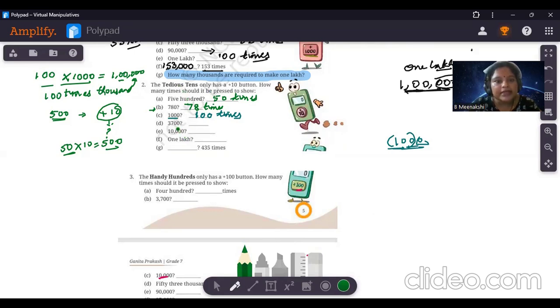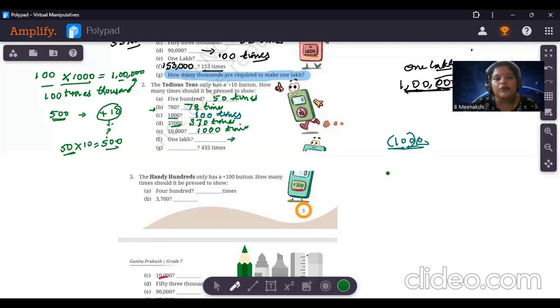To display 3700, we have to press plus 10, 370 times. To display 10,000, how many times will you press the plus 10 button? Yes, it is 1000 times.